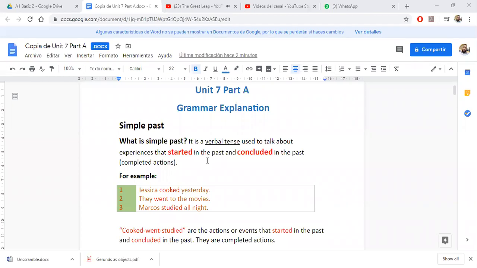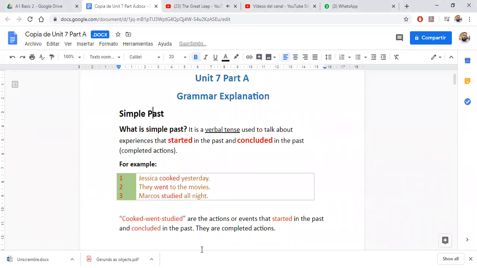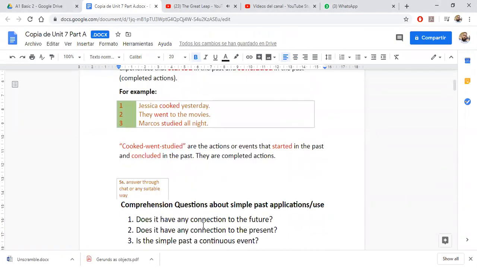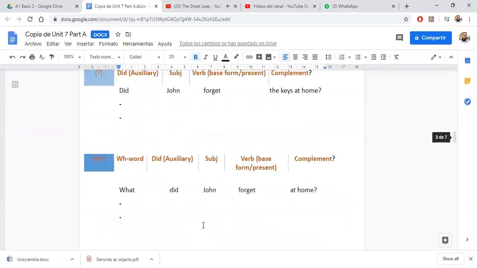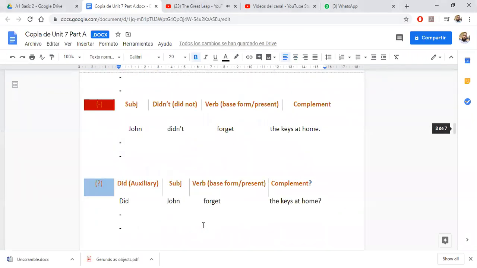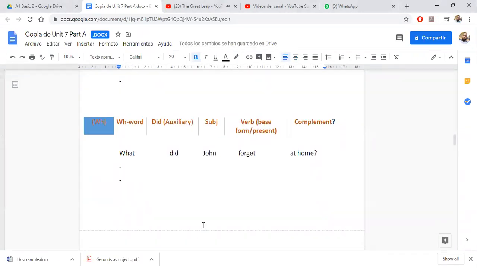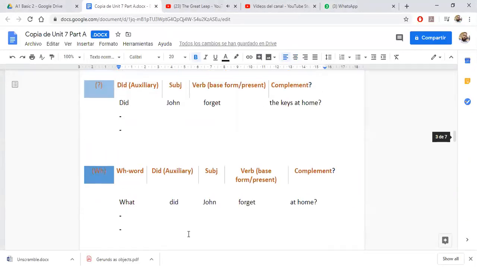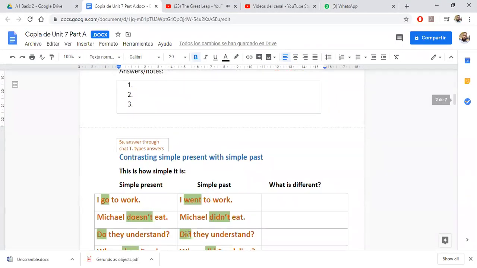In this opportunity, we're going to be talking about simple past. So this is the explanation a teacher prepared. Let's go over it and let's review it. Let's check it. Let's study it.